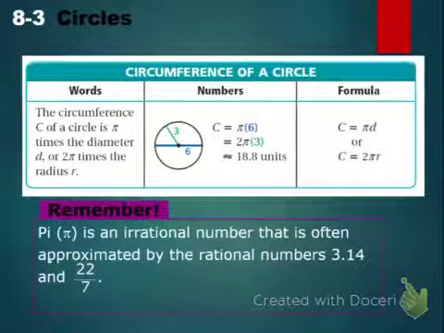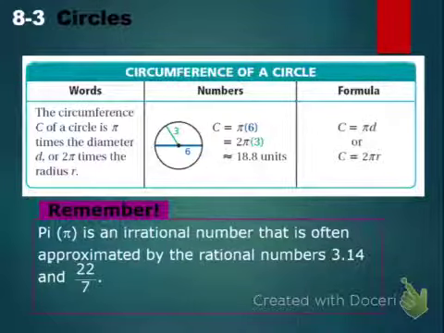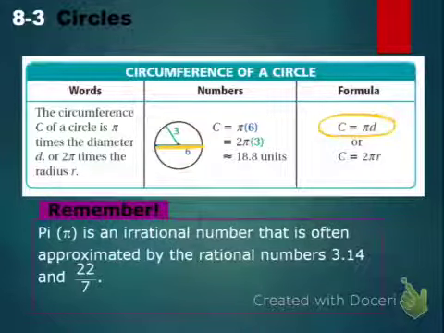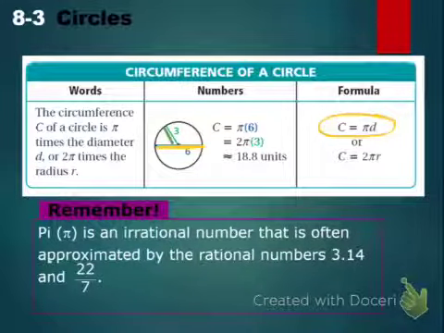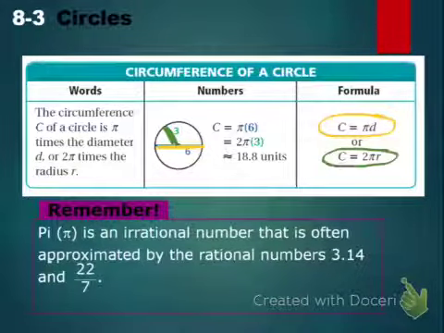But back to the words, the circumference C of a circle is pi, 3.14, times the diameter, or the distance across, or 2 pi times the radius. So that's confusing. Basically, depending on what information you're given, if you're given a diameter straight across, you'll want to use circumference equals pi times your diameter. Or if you're just given a radius, you'll want to use this equation, circumference equals 2 times pi times radius.